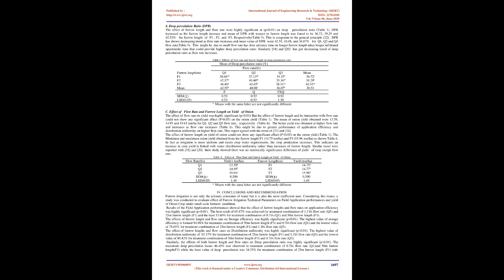The minimum and maximum onion yields were obtained from furrow length F1, 14.75 tons/ha, and F3, 15.96 tons/ha, as shown in Table 6. In fact, as irrigation is more uniform and meets crop water requirements, the crop production increases. This indicates an increase in crop yield is linked with water distribution uniformity rather than increase of furrow length. A similar trend was reported by 18 and 20. Their study showed there was no statistically significant difference in crop yield except for flow rate.